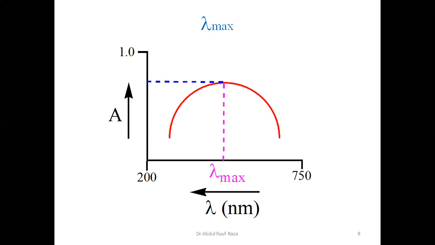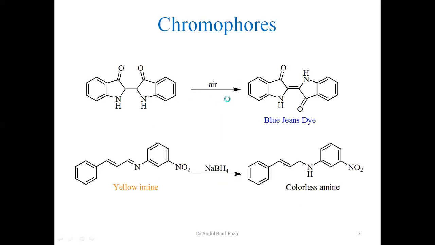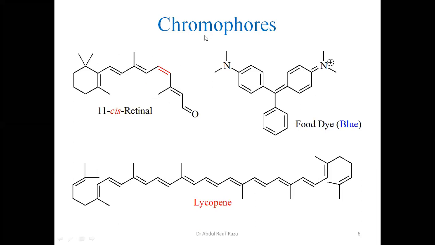Right. So this is what I have presented. I hope you shall be remembering this. What is a chromophore? The conjugated system present in a molecule is called a chromophore.